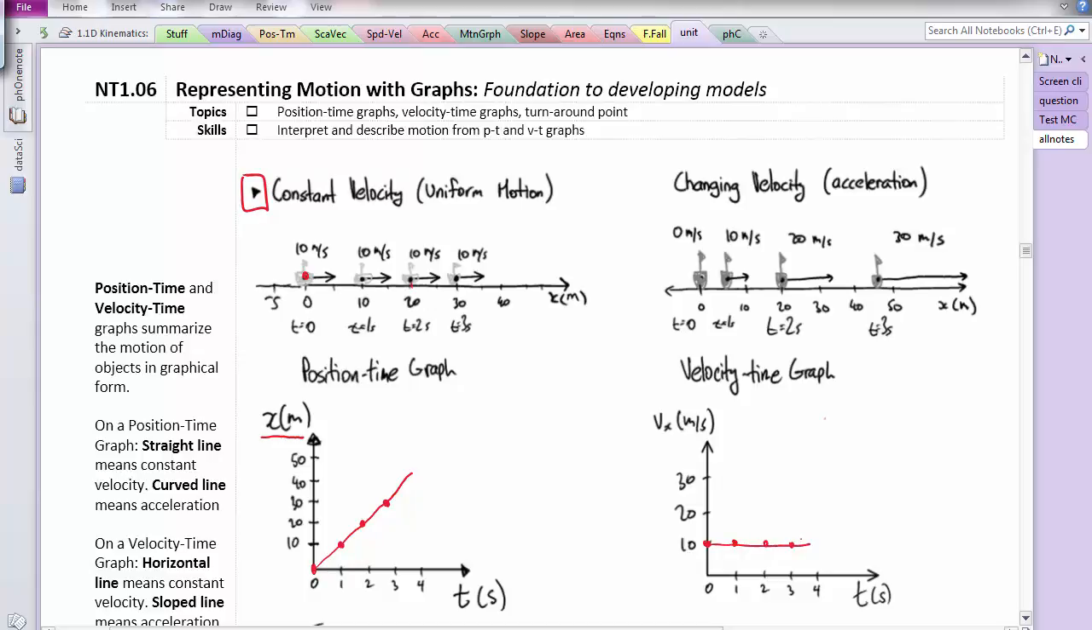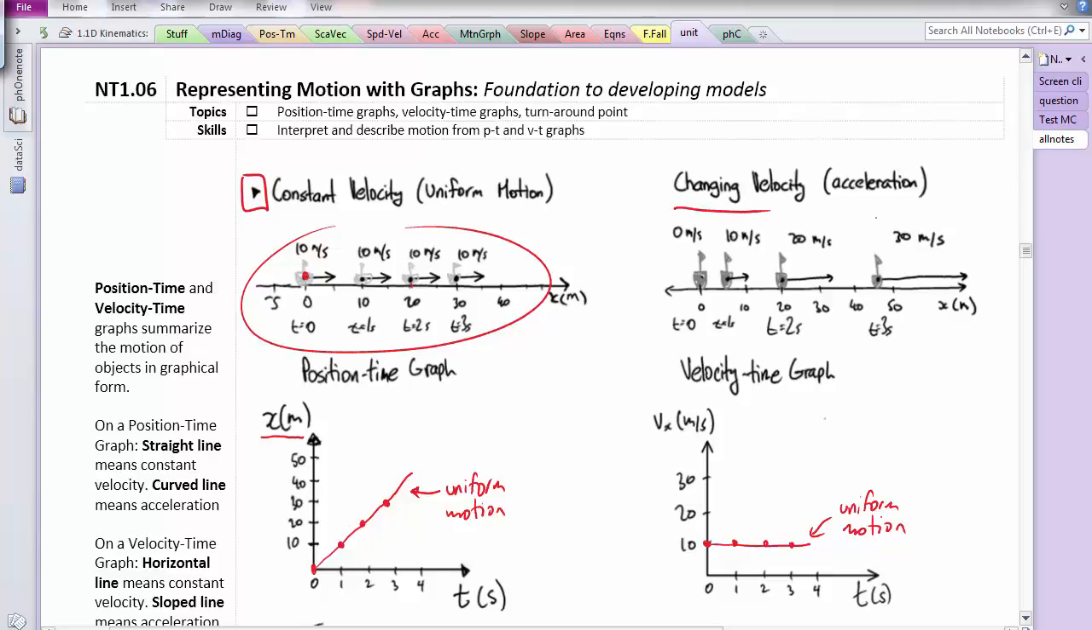One thing you can notice is that this here is uniform motion, and so our position time graph for uniform motion is a straight line. On a velocity time graph for uniform motion, the line is a straight horizontal line because the velocity is not changing through time. So let's see how that would change if the velocity was changing, or if the object was accelerating.